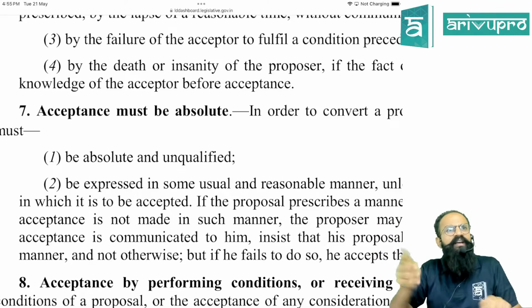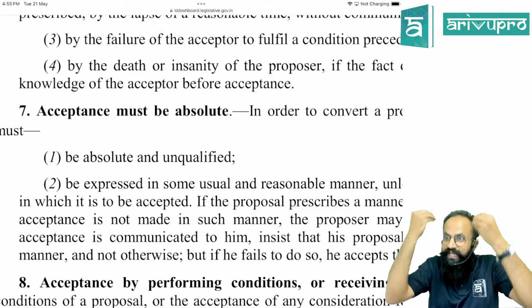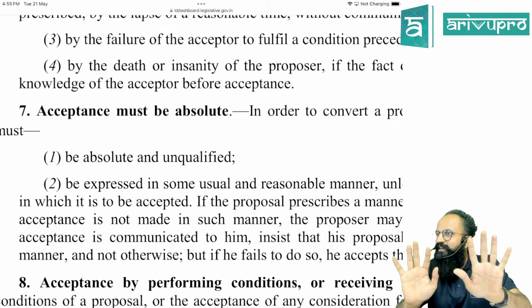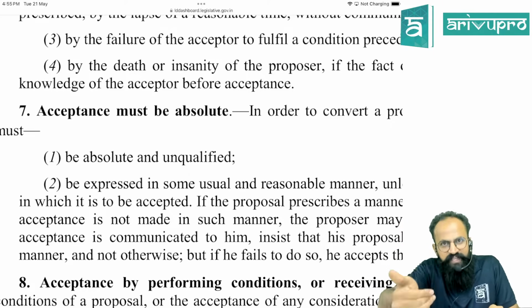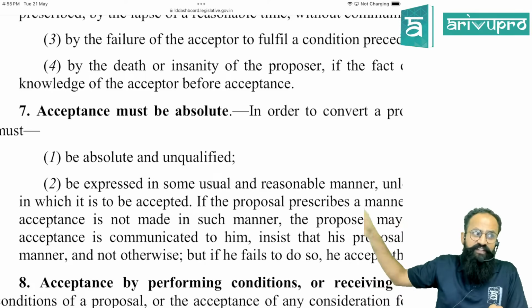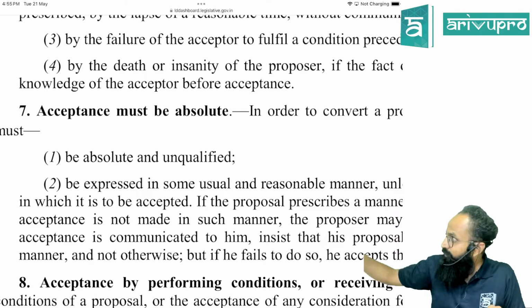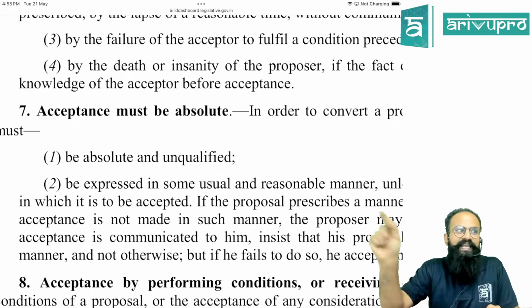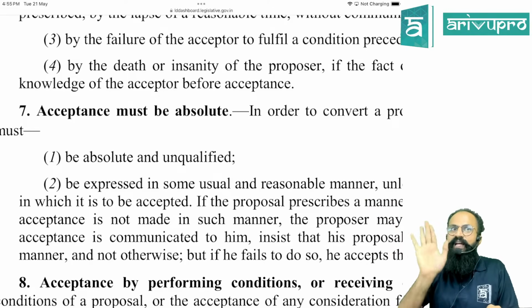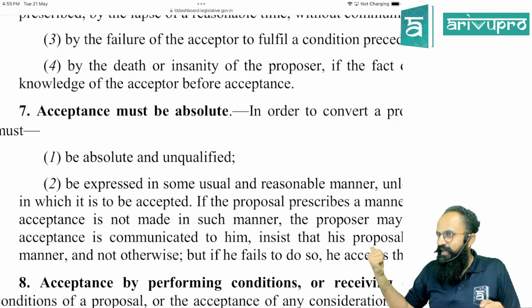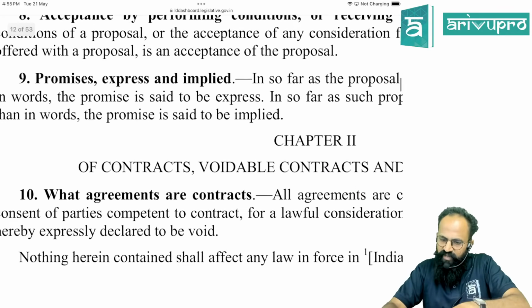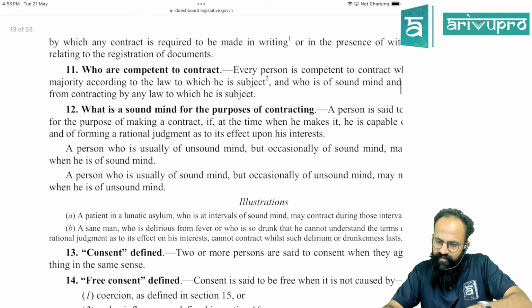Getting a fair idea? I am just telling you pure how to read law, not there in our syllabus. Just the basics, because going forward I will be telling you section, subsection. That means when I am saying section 7, subsection 1, that means I am giving a reference to that first line. Be absolute and unqualified. That is what is the reference I am giving. Getting a fair idea, na? Sir, now further if at all I take it in the same way.